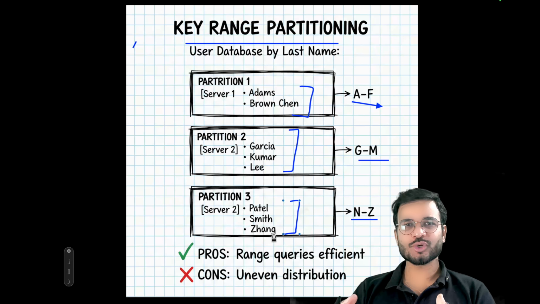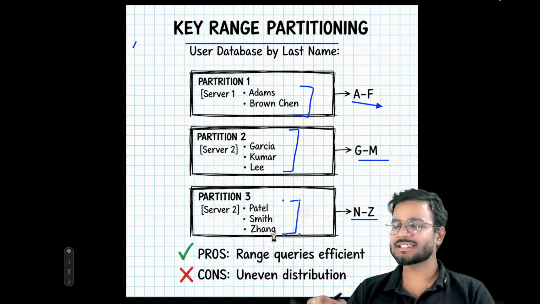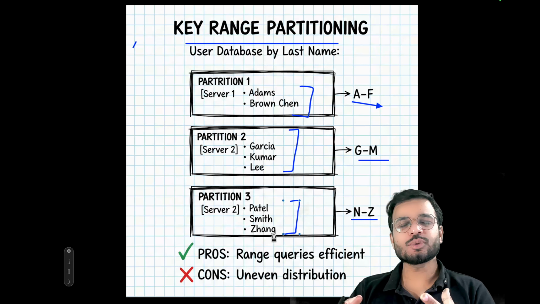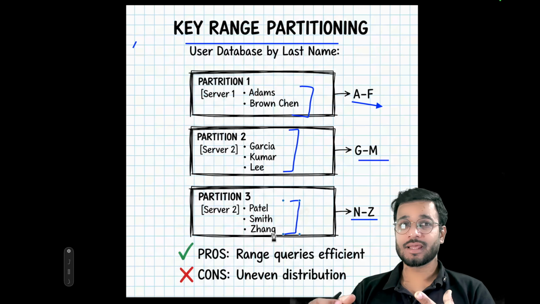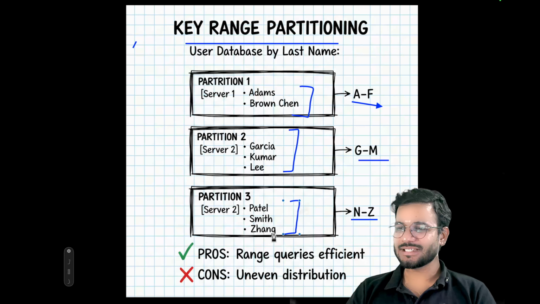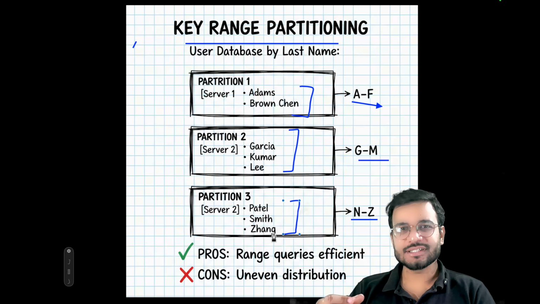Some of the pros of this are that range queries are efficient, and it is easy to understand and design. Now the con is that data can be unevenly distributed. Suppose many names fall in the range G to M. Most of the last names start from G to M in a particular region or particular country.